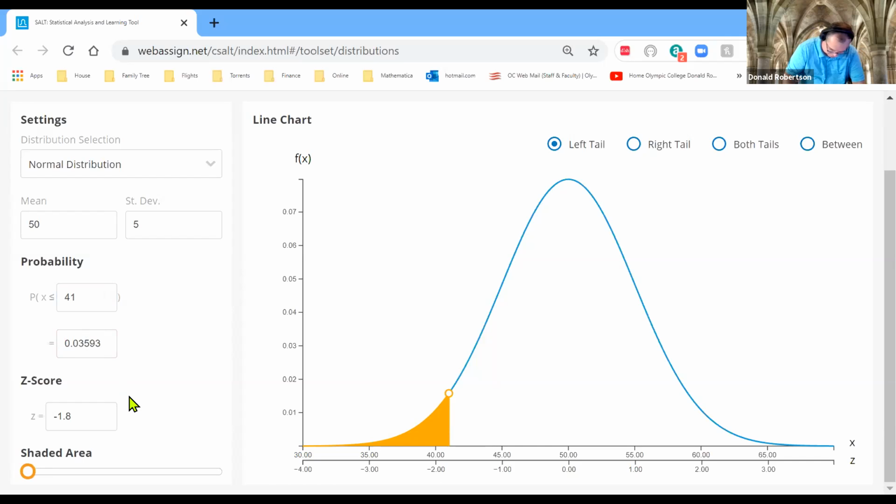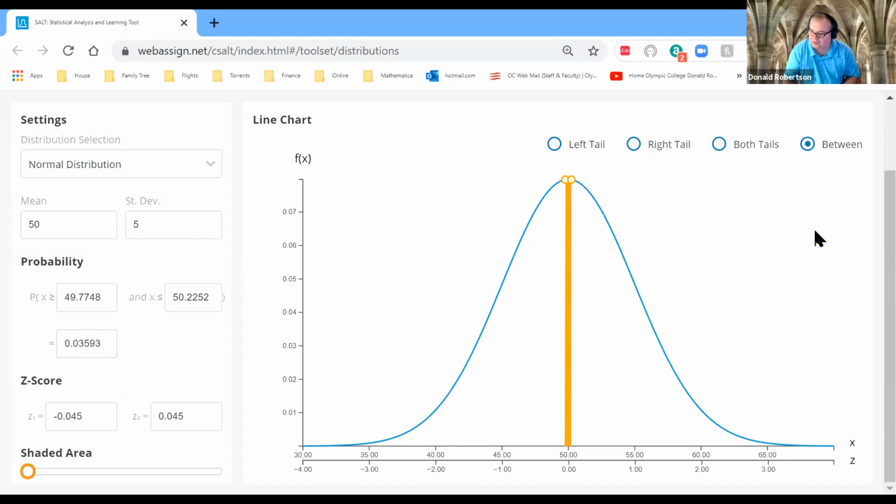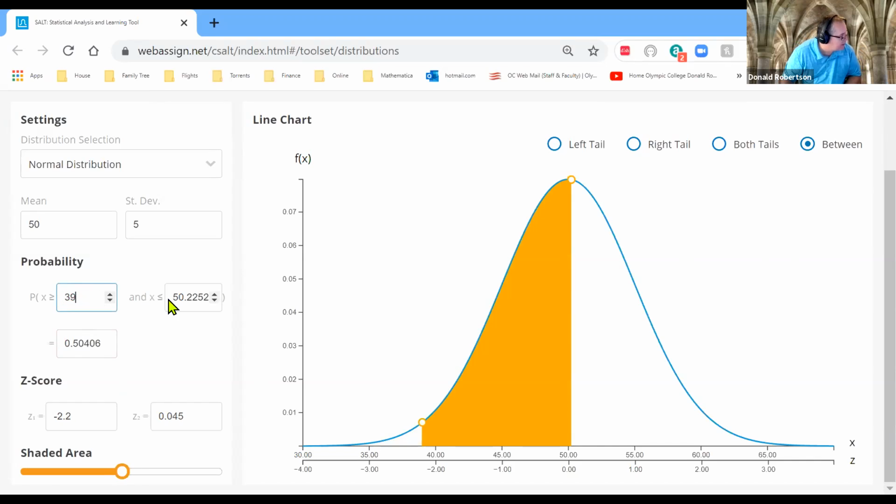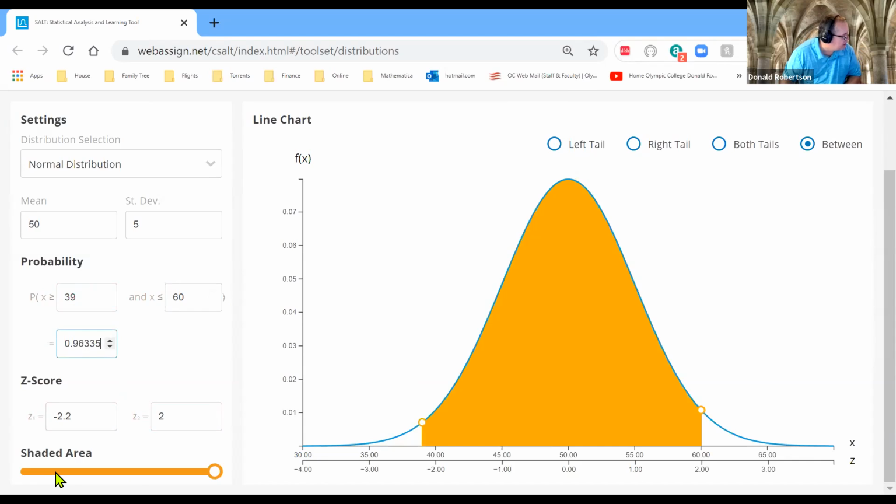I'm not going to ask you which one to use for the between, because isn't the between kind of obvious just because its name says it. And I want to get between 39 and 60. So the little guy goes in the left, 39, and the big guy goes in the right, which in this case was 60. And the answer is 0.96.